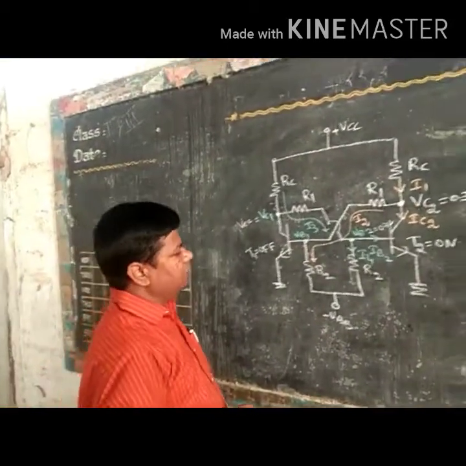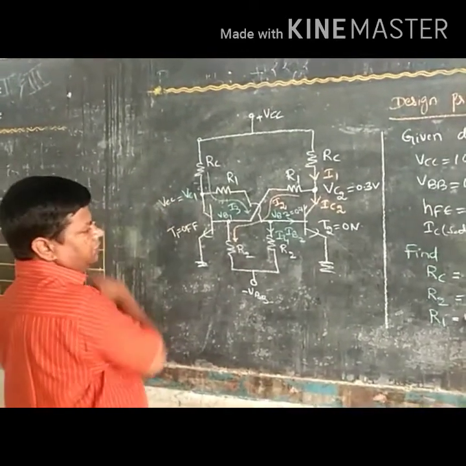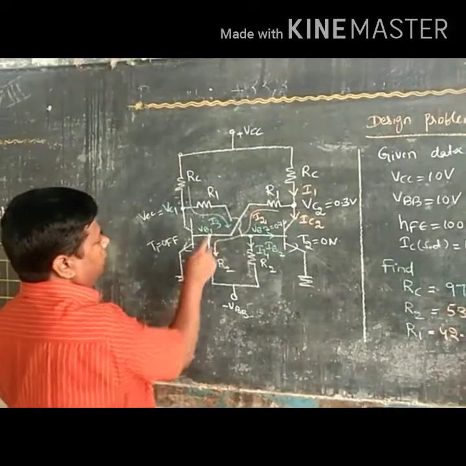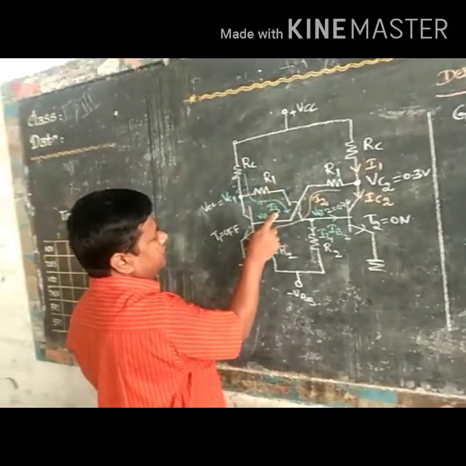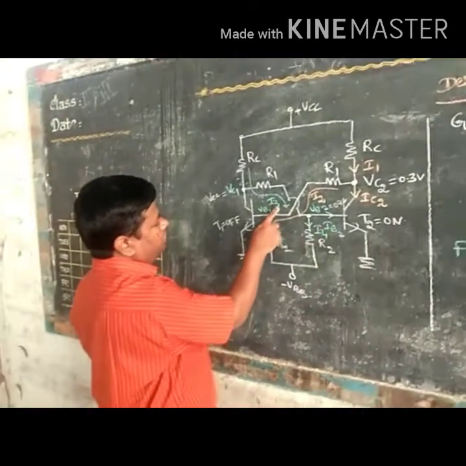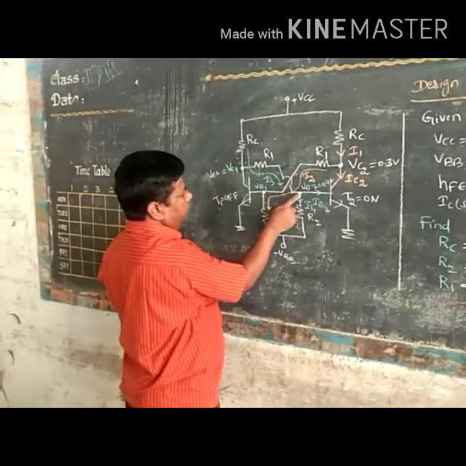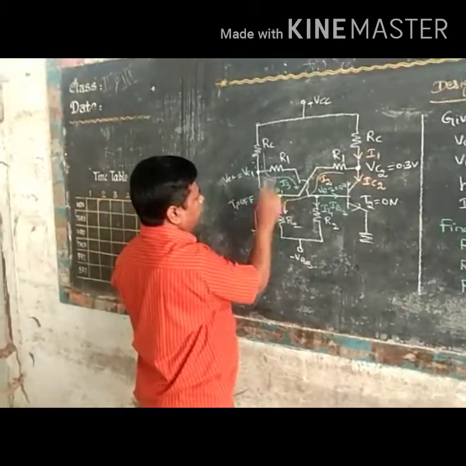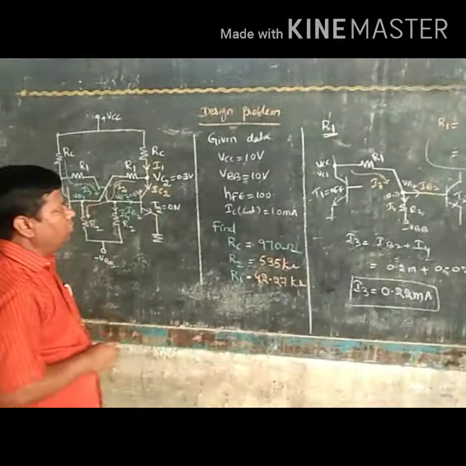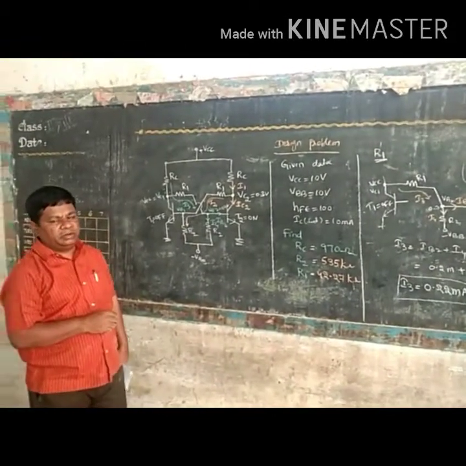Now coming to the last resistor, R1. T1 off, its collector voltage is VCC, and T2 on, VB2 is 0.7. Now the current flowing through R1 is I3. I3 is equal to I4 plus IB2. Once you know the I3, then R1 is equal to VC1 minus VB2 by I3. That is equal to 42.27 kilo ohms. This is the design for a bistable multivibrator circuit.